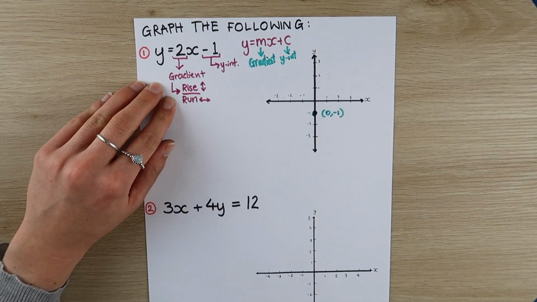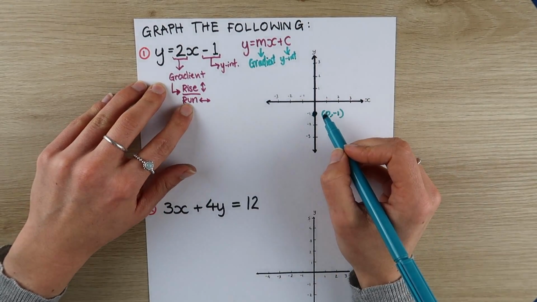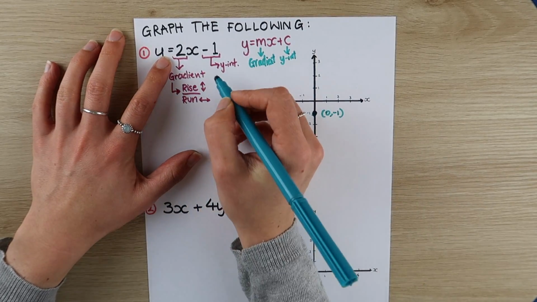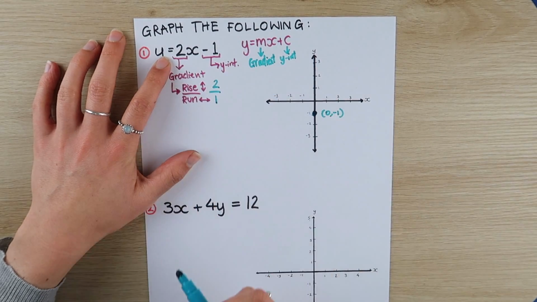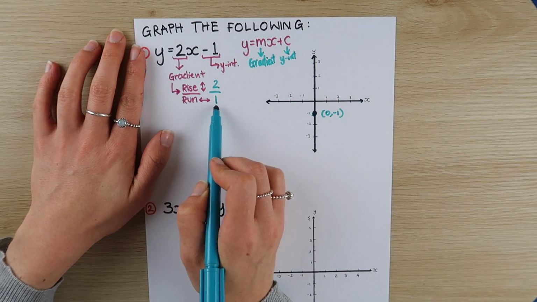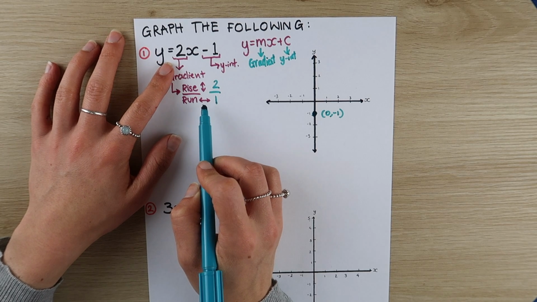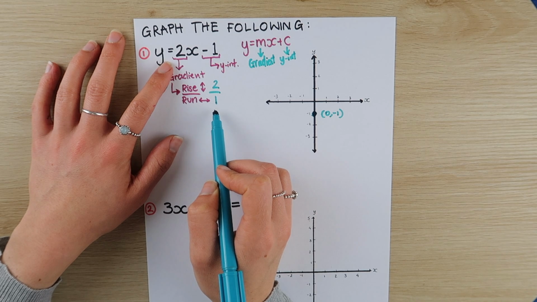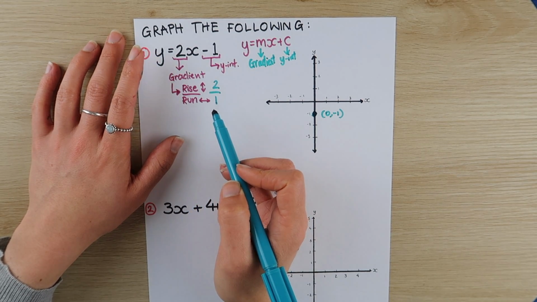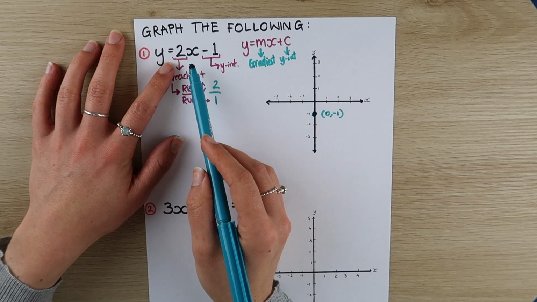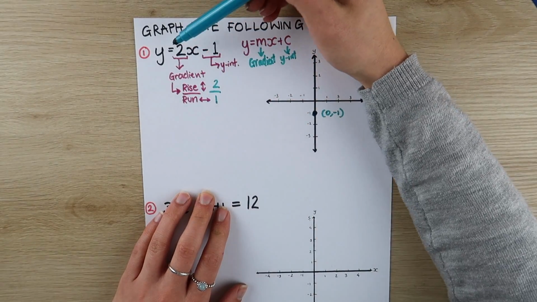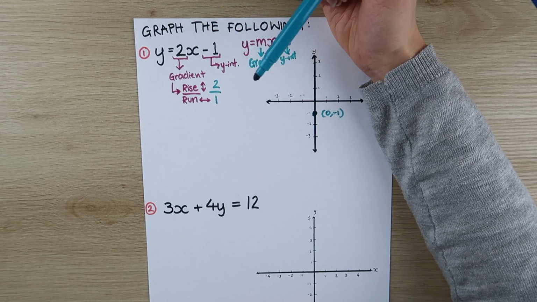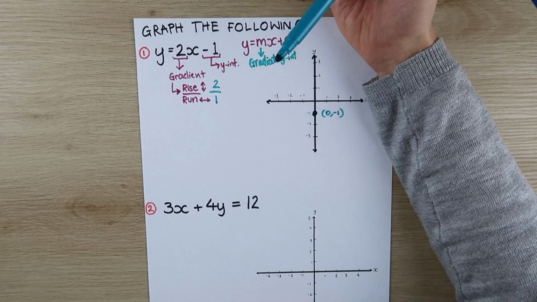Now the best way to find my second point is to use the gradient. So if I've got my rise over run, this means that I've got 2 over 1. I've got 2 as my rise and 1 as my run. Now a lot of people get confused by why this is over 1. The reason is because every single number that's not a fraction is over an invisible 1. So in this case, the 2 is actually 2 over 1, which is why I can simply say that my rise over run is 2 over 1.